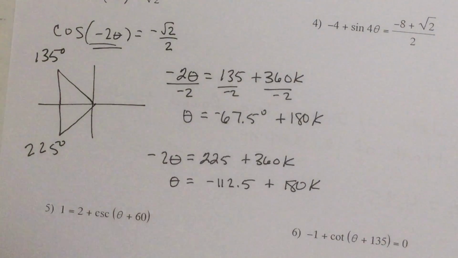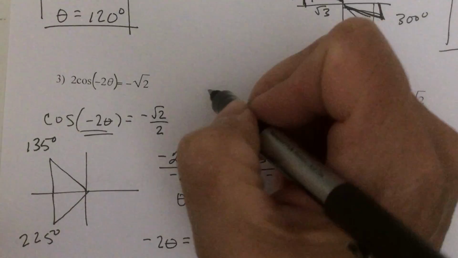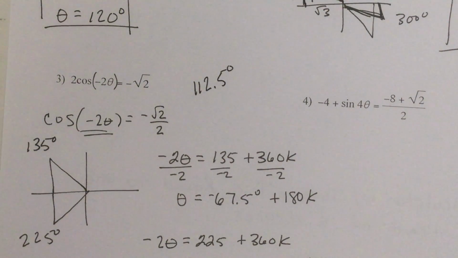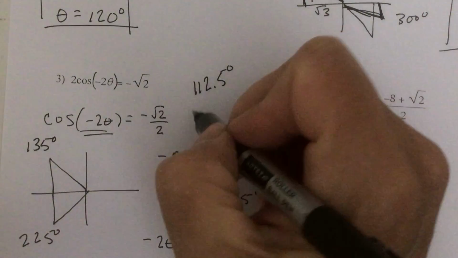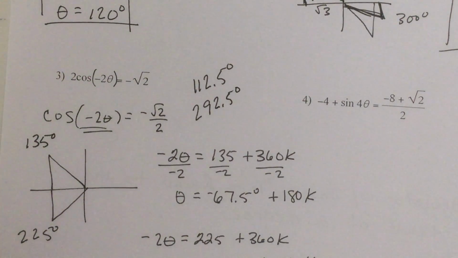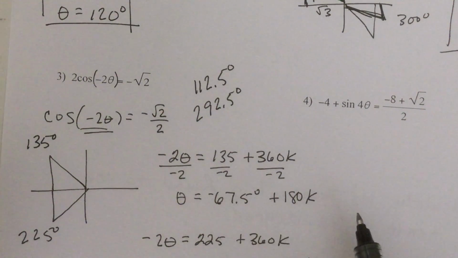So I'm going to take negative 67.5 and I'm going to add 180 to it. And that gives me 112.5 degrees. I'm going to add 180 to it again, and that's going to give me 292.5 degrees. If I add 180 to that, then I get 472. It's too big. And negative 67 is too small because I'm looking for things between 0 and 360.